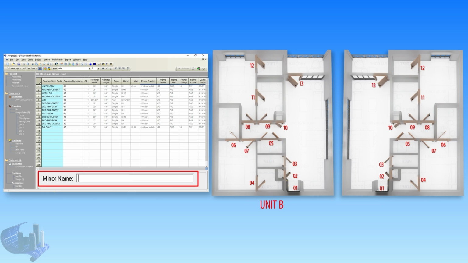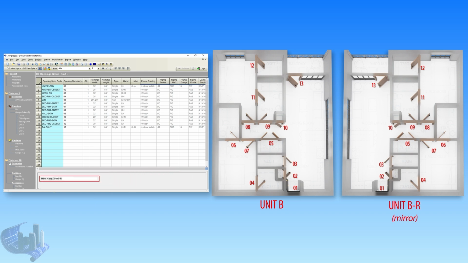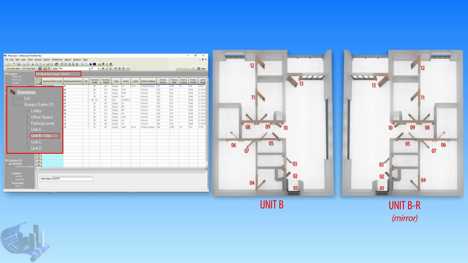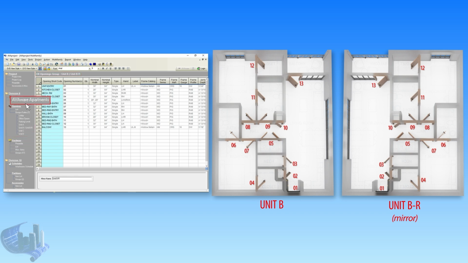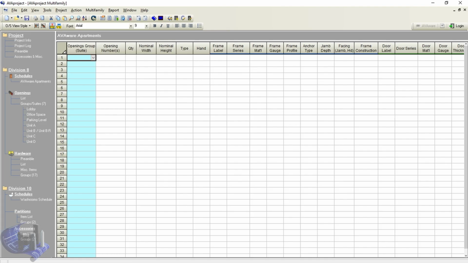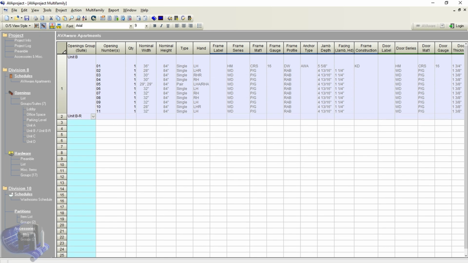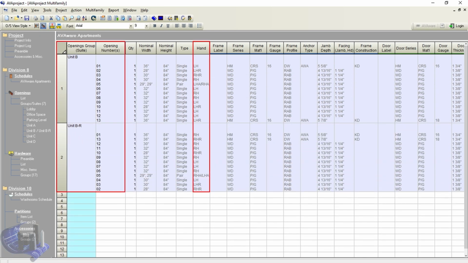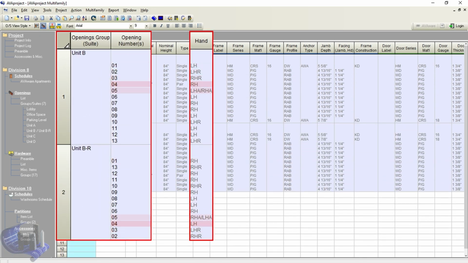Scheduling a mirror version of a suite that has been defined in an opening group couldn't be simpler. Simply enter the name of the mirror in the field provided, and the Multifamily module does the rest. Notice, the additional group name appears next to the original on the project bar for reference. It also appears as a separate choice in the opening group drop-down in the opening schedule. When the mirror version of the suite is selected, it is listed with its individual openings automatically reordered to reflect the mirror configuration.